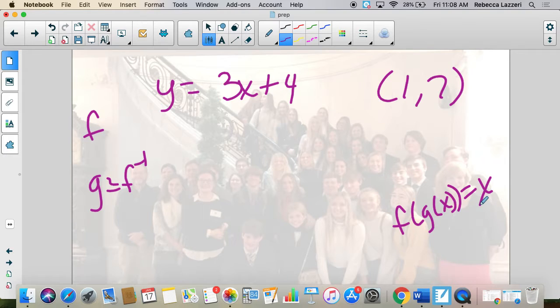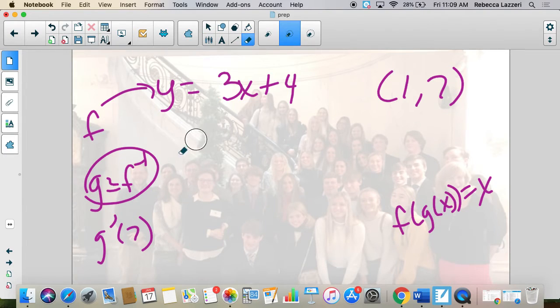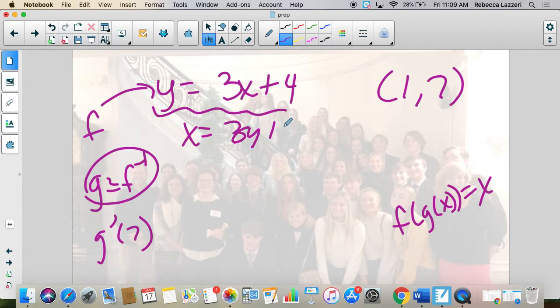All right, so suppose I'm gonna call this f, and I want you to find g prime of 7. All right, so that's our goal. So let's find the inverse. Let's switch x and y, and then let's solve for y. We don't really have to because we know implicit differentiation, but most of y'all probably would. So I'm going to have y equals (x minus 4) over 3.